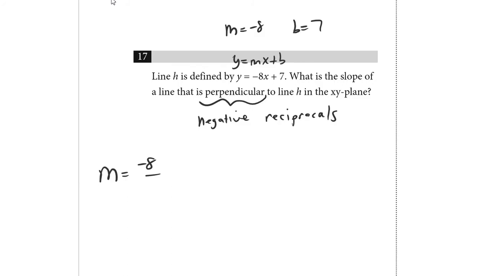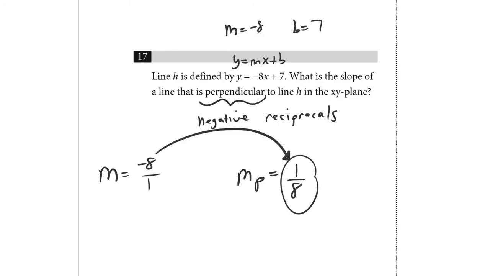Any number is itself over 1, so -8 over 1. Therefore, for the slope of a perpendicular line, we have to multiply by -1 and get the reciprocal, flip it upside down. So it's positive 1 over 8, and that is our answer for number 17.